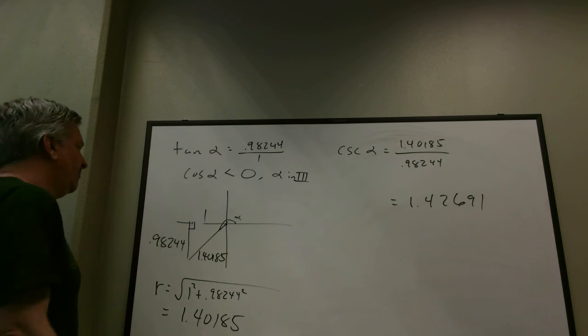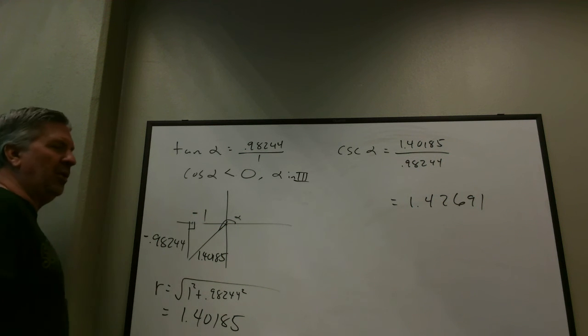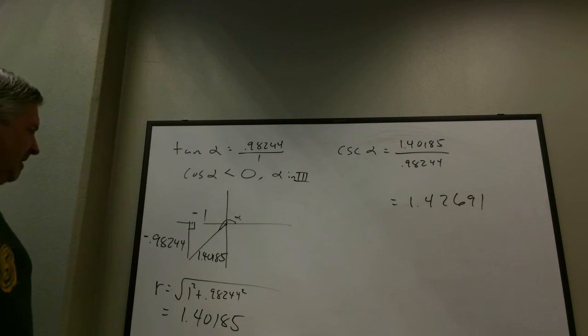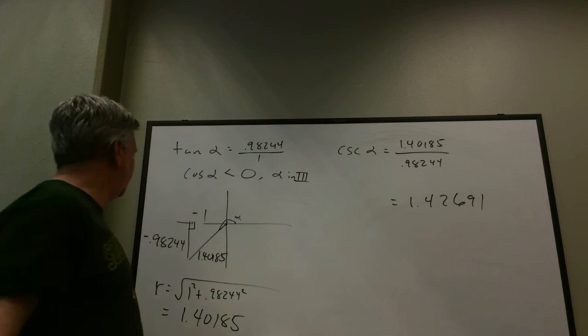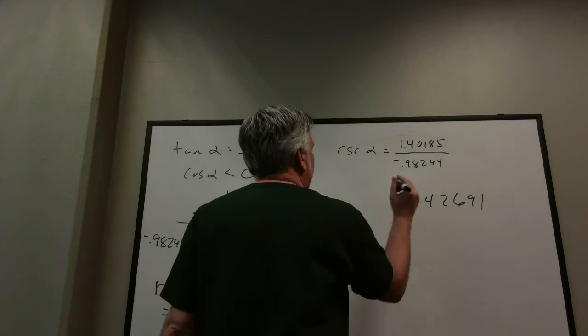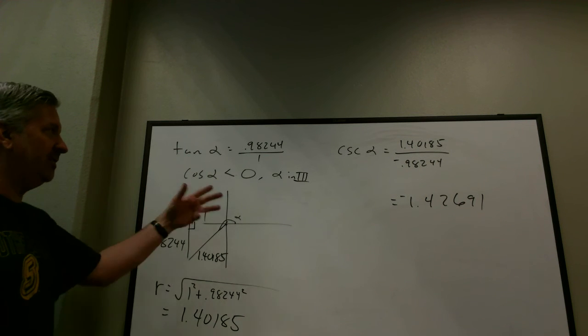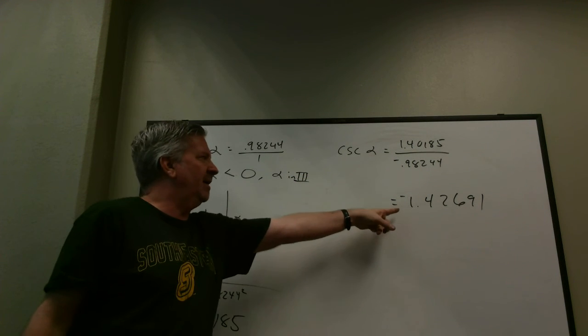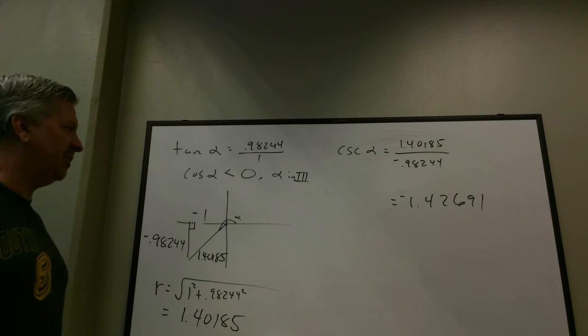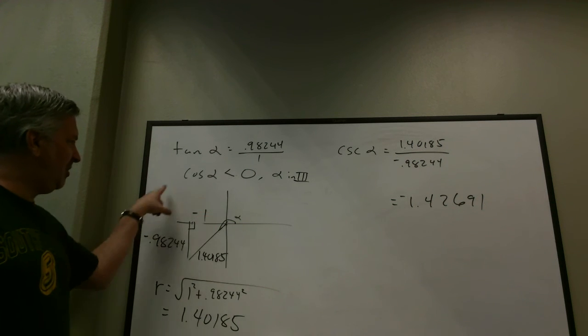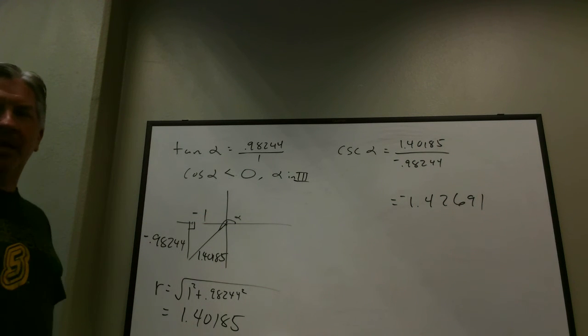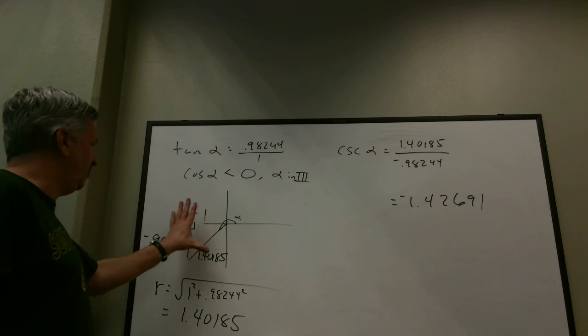In the third quadrant, x and y are both negative. Now r is positive, right? So how's that going to change? I'm going to have a negative here and a negative here. In the third quadrant, cosecant is negative, so that should be another thing you could check. Don't forget to check whether any of your values need to be positive or negative, once you put all the numbers in.